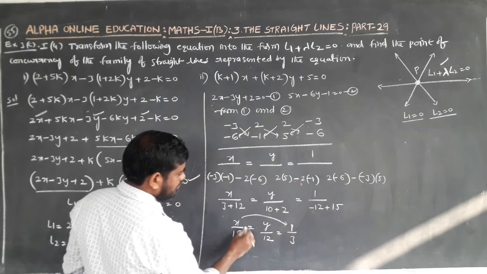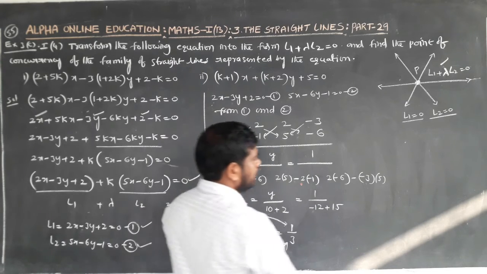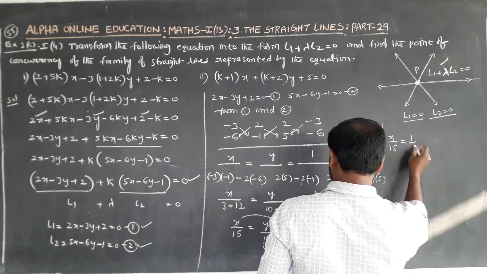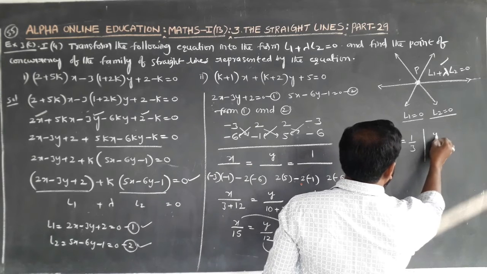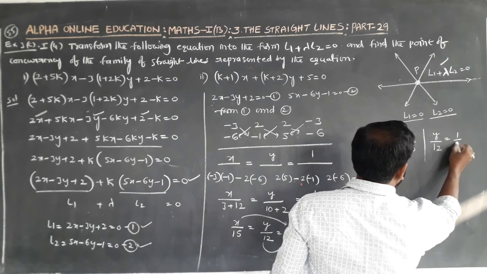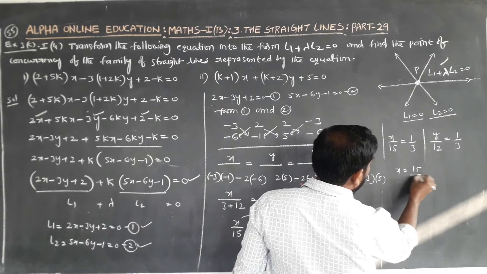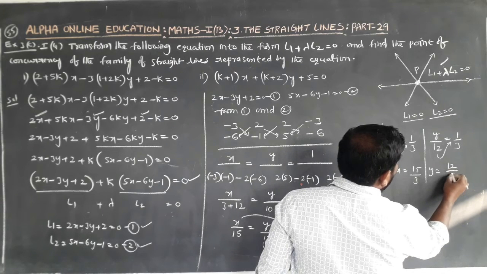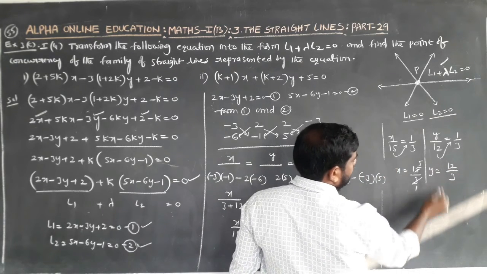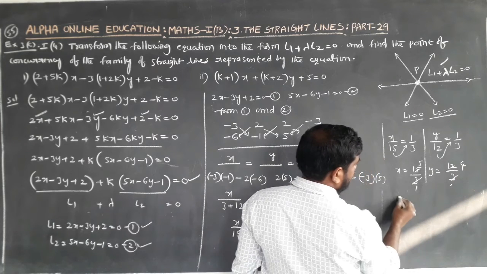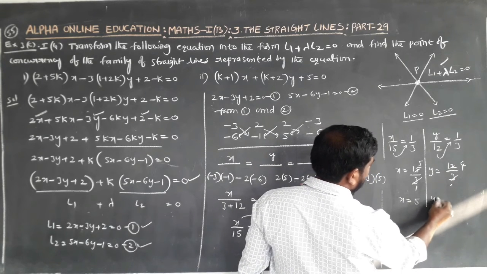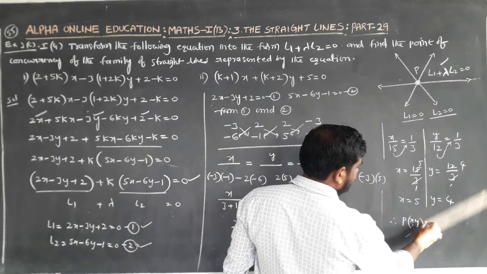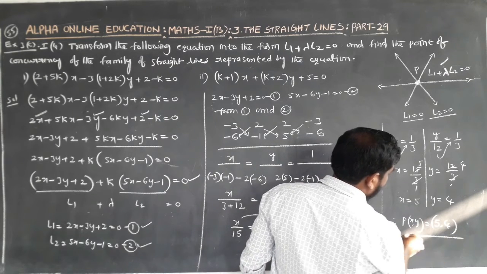Equating first and last, and second and last. X by 15 is equal to 1 by 3, y by 12 is equal to 1 by 3. So x is equal to 15 by 3, y is equal to 12 by 3. 3 5s are 15, 3 4s are 12. X is equal to 5, y is equal to 4. Therefore, the point of concurrency is 5, 4.